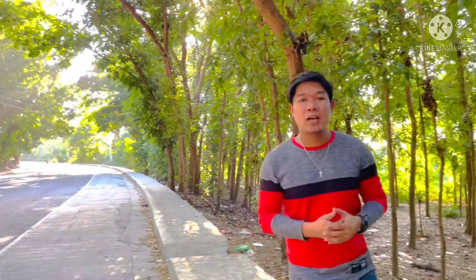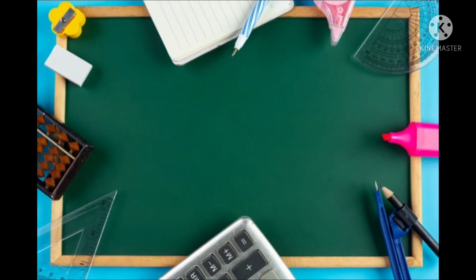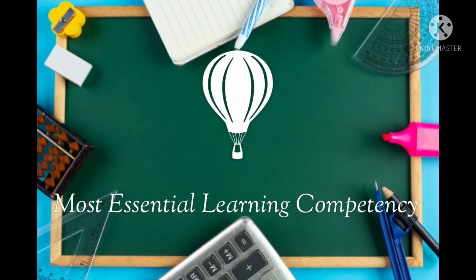Hi guys, we are now in the second quarter for our Module 7 in Science. In this module, we will learn about the different ecological relationships in the community. We'll provide you with information and activities that help you understand the different ecological relationships that take place in the ecosystem. After going through this module, you are expected to attain the following objectives.